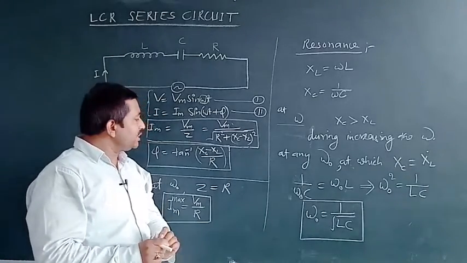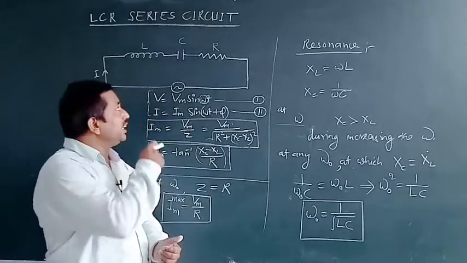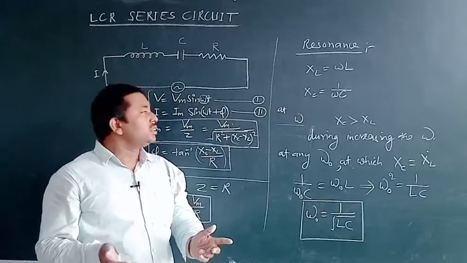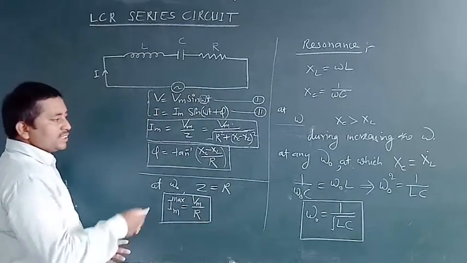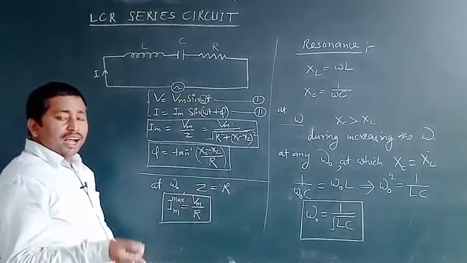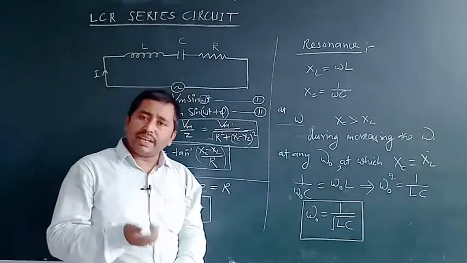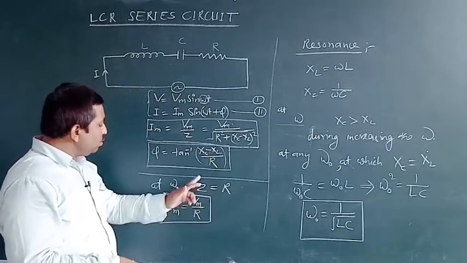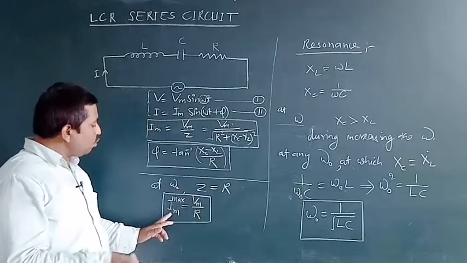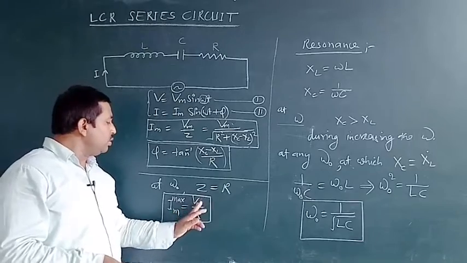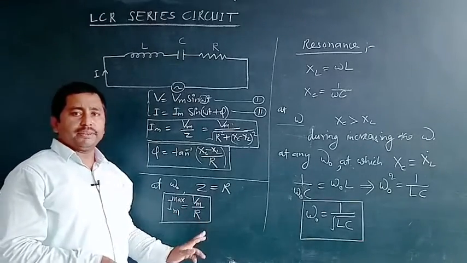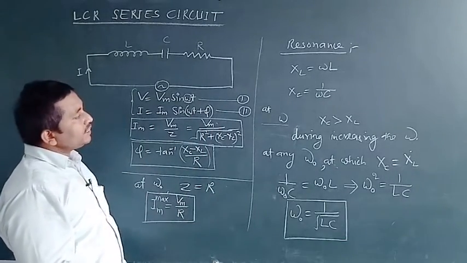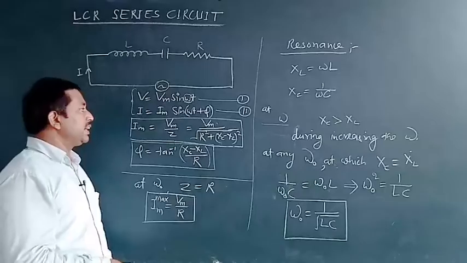When XC is equal to XL in an LCR series circuit, then we can say that resonance occurs. So the criterion of resonance is XC equal to XL, and at resonance the value of the current flowing through the LCR series circuit becomes its maximum value, which is given by the formula Vm by R. Okay, so this is a small discussion of resonance. Now let us understand this with the help of a small numerical.